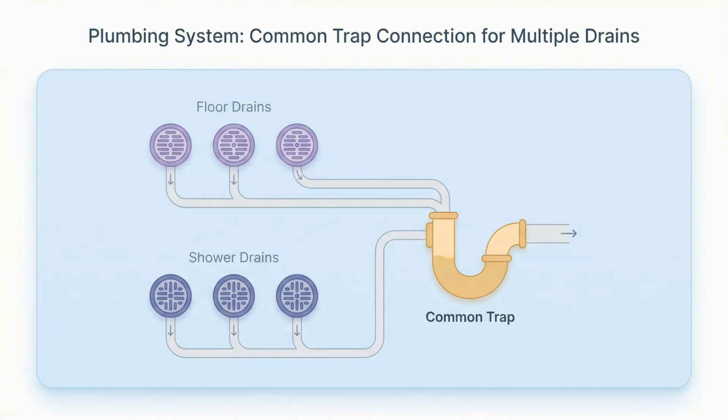This logic applies to groups of fixtures too. You can have multiple floor drains or shower drains connecting to a single trap. It's efficient, but you have to watch your venting. Interestingly, if you replace a trap with an interceptor, that interceptor has to be vented exactly like the trap it replaced. You can't just swap them out and forget the airflow.